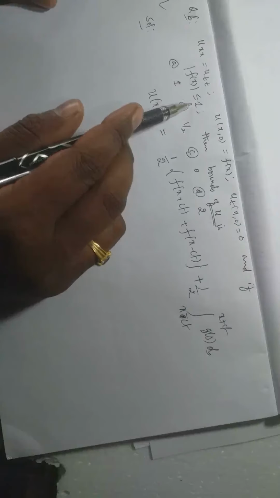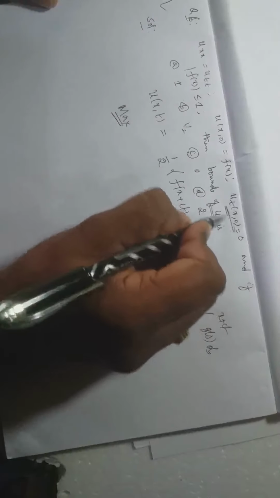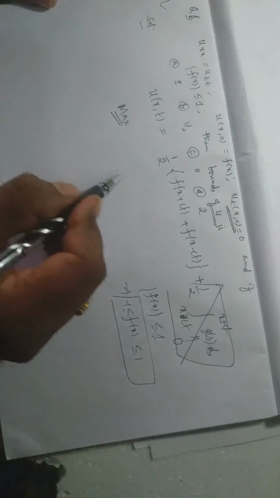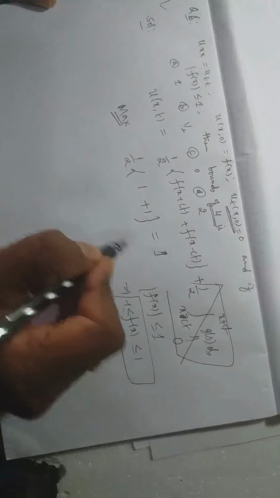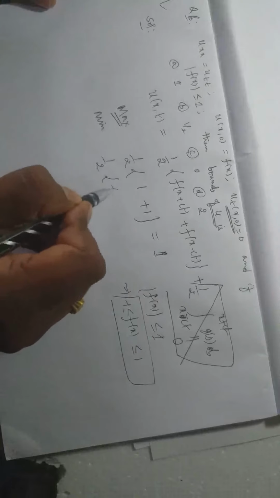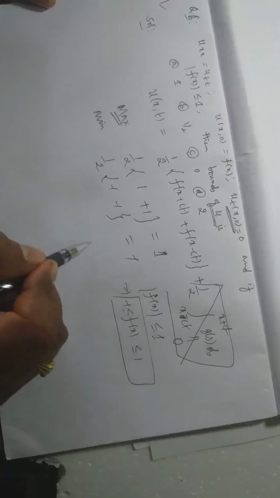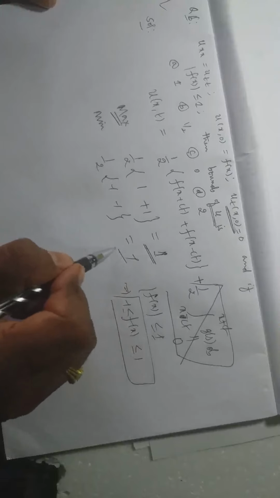So here given f, the maximum value of f is 1. So let me think about that. What will be the maximum value? And g is given to be 0. So this is 0. That means the second term you can neglect. So f of x less than or equal to 1 means what? The maximum value is 1. The minimum value is minus 1. So what will be the maximum value? Half of 1 plus 1, so it is 1. What is the minimum value? Half of minus 1 minus 1, so it is minus 1. So the maximum value of u is 1 and the minimum value is minus 1.